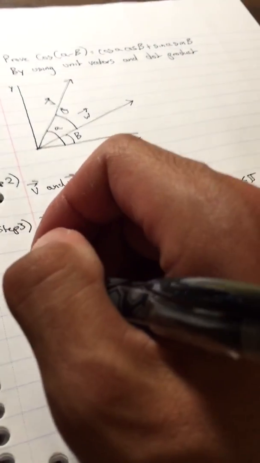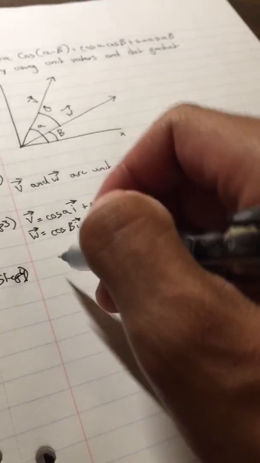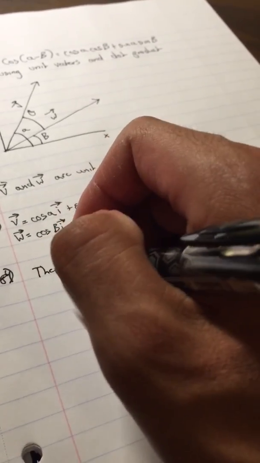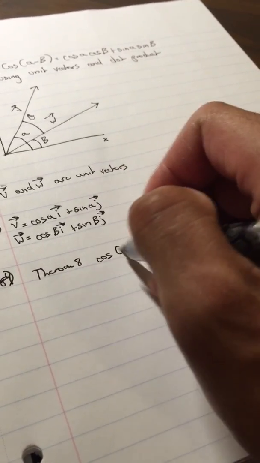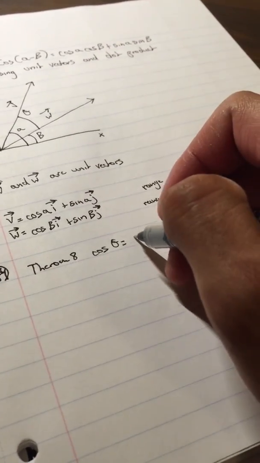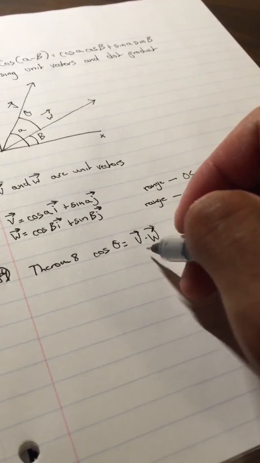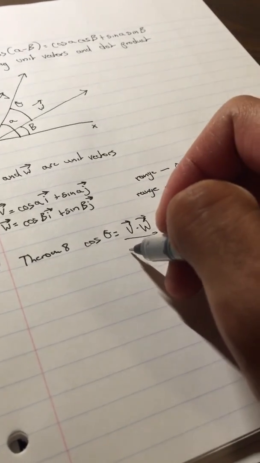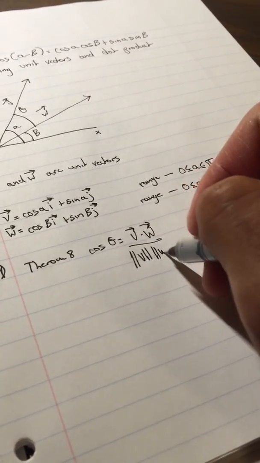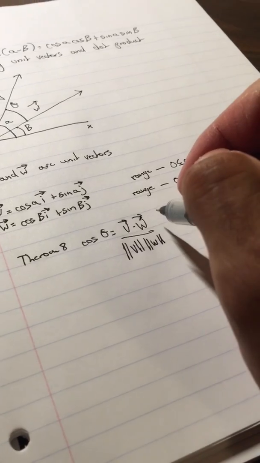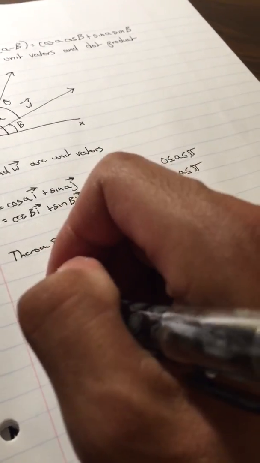Now, our next step is to use Theorem 8. Theorem 8 states that cosine theta equals vector w times vector v, got that backwards, all over magnitude v multiplied with magnitude w. Since these are unit vectors, their magnitude is 1.